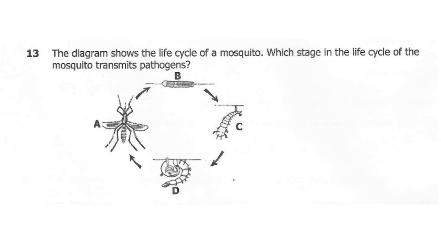Question 13. The diagram shows the life cycle of a mosquito. Which stage in the life cycle of the mosquito transmits pathogens? Is it A, B, C, or D?